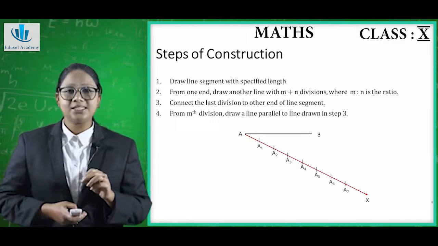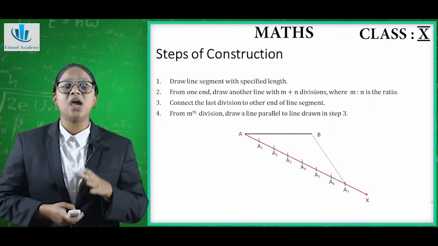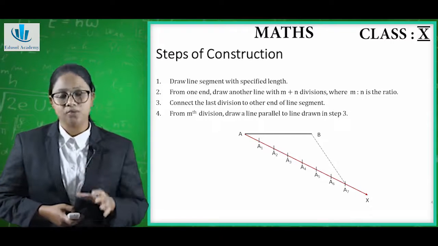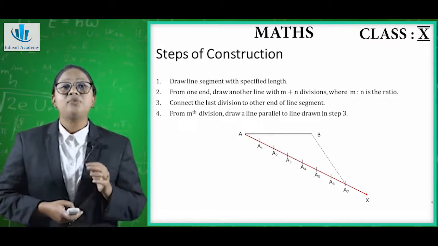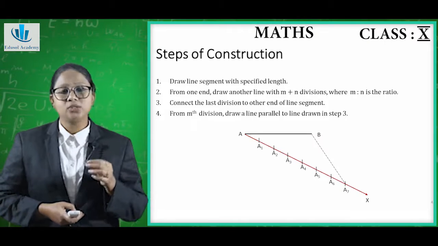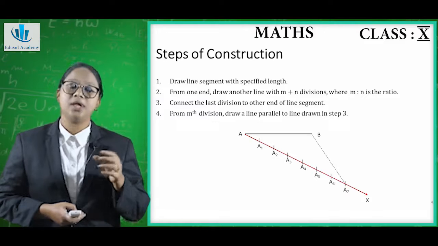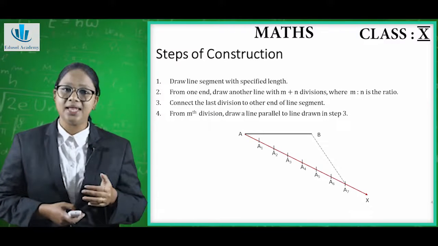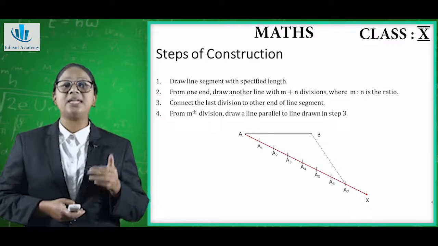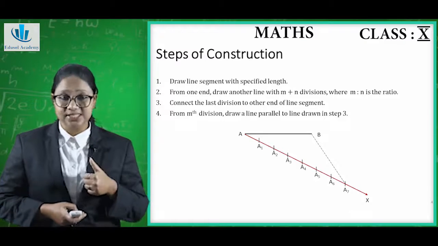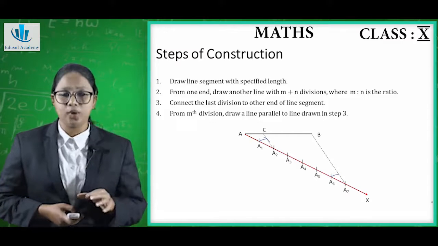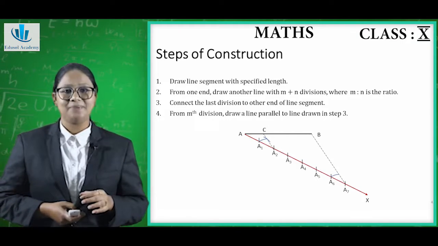Now connect the last division to the other end of the line segment, A7 to B, that's what we mean by that. Now from mth division, draw a line parallel to the line drawn in step 3. What is the line in step 3? A7B. So from mth division, that is A2 in this case, draw a line parallel to A7B. That's how we got the point C.